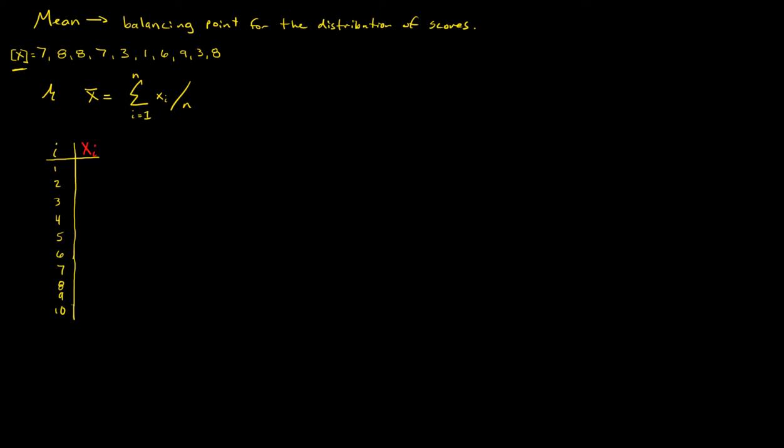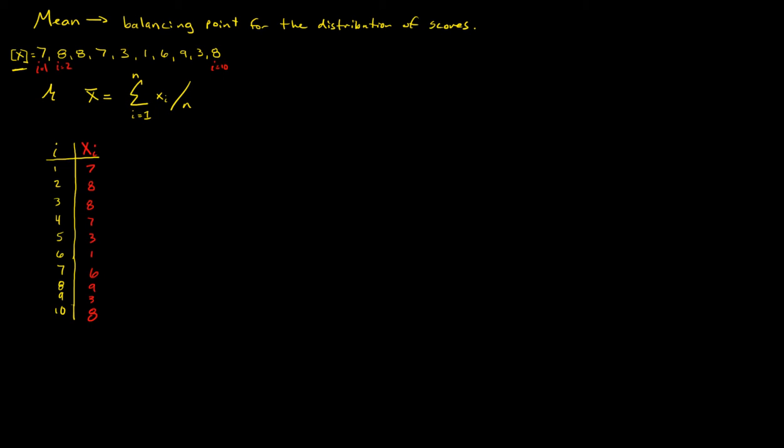So at i equals 1, x sub i is a 7. At i equals 2, this is an 8, and so on and so forth. I don't have to keep doing those. So we have 7, 8, 8. The fourth score is a 7. The fifth score is a 3. Sixth score is a 1. Seventh score is a 6. 9, 3, and the 10th score over here at i equals 10 is an 8.